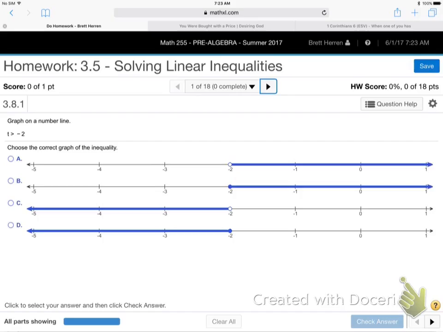Okay, so graph on a number line. So I'm supposed to take that and graph it on a number line. Let me make it a little bigger here. It says T has that symbol with the -2. So we're supposed to say which of those number lines is the correct representation of that statement.